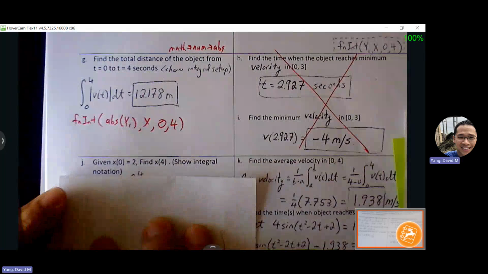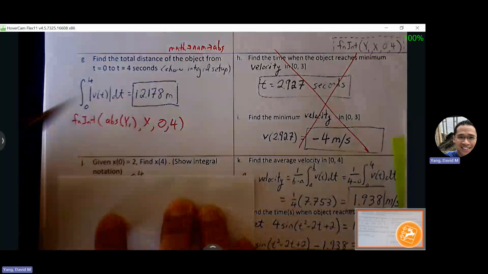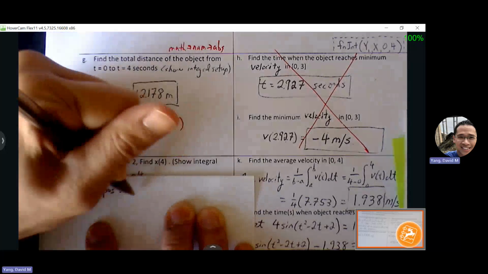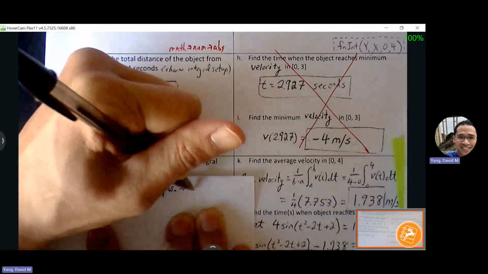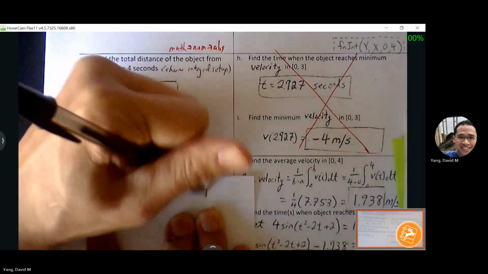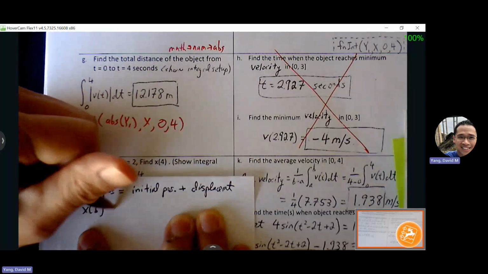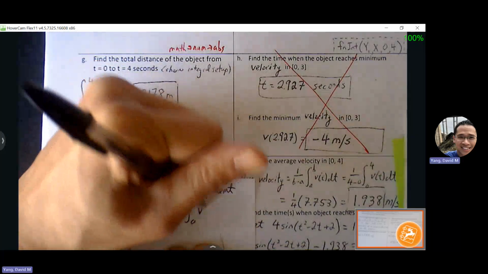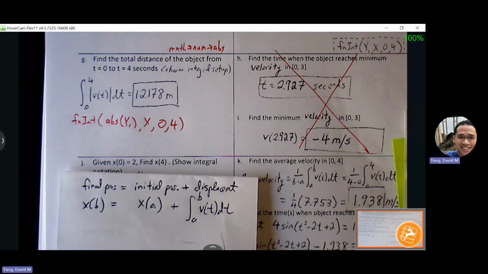Okay, for part J, it says, given x of 0 equals 2, find x of 4. This goes back to that formula that we talked about. Anytime we're looking for a final position, it's equal to the initial position plus displacement. So in other words, x of b is equal to x of a plus the integral from a to b of v of t. So in this case, what's my b value? I'm looking for x of what?